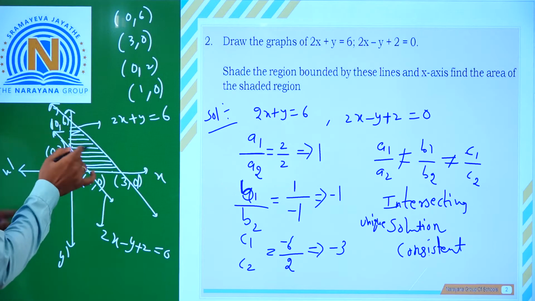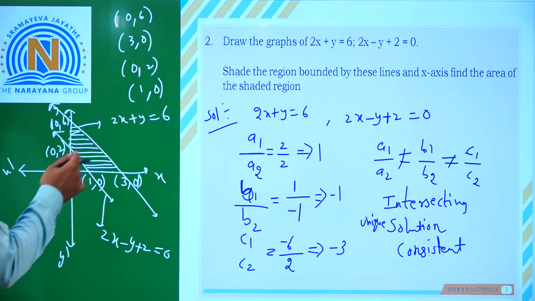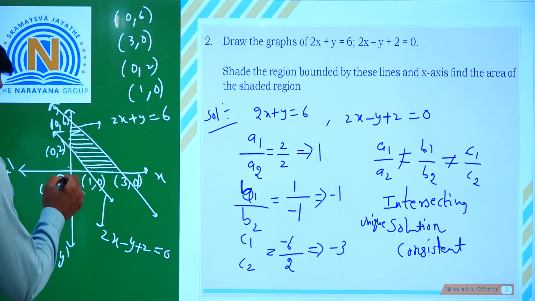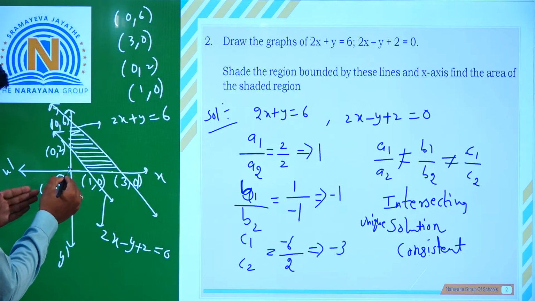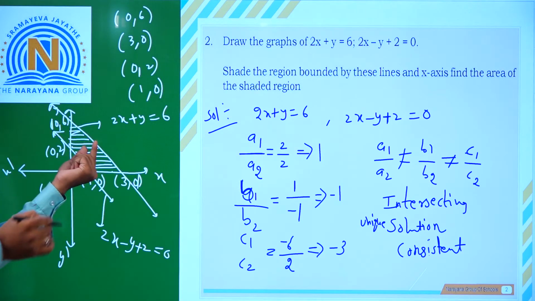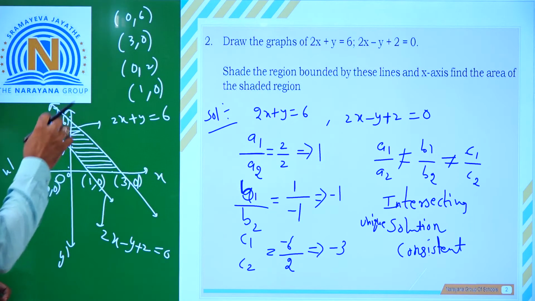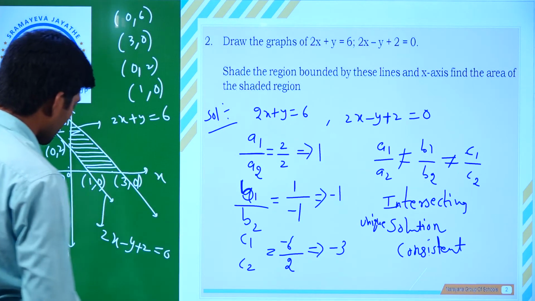Now we need to find this shaded area. It is looking like a right angle triangle, so there exist two right angle triangles. The first one is 0, and let me take the point A. So this is the first triangle and the second triangle. We need to subtract the area of these two triangles to find the area of this region. So let us find this.